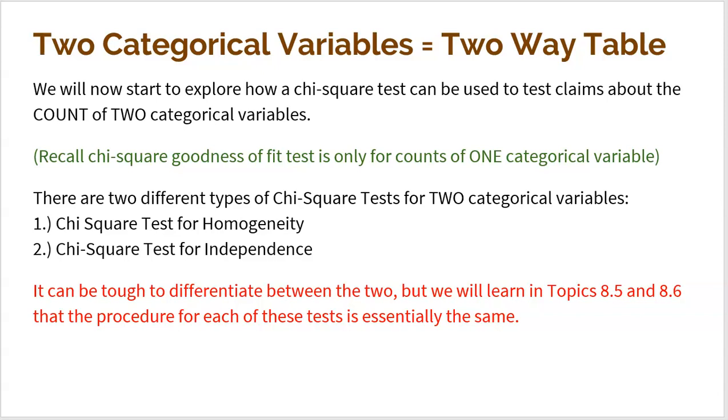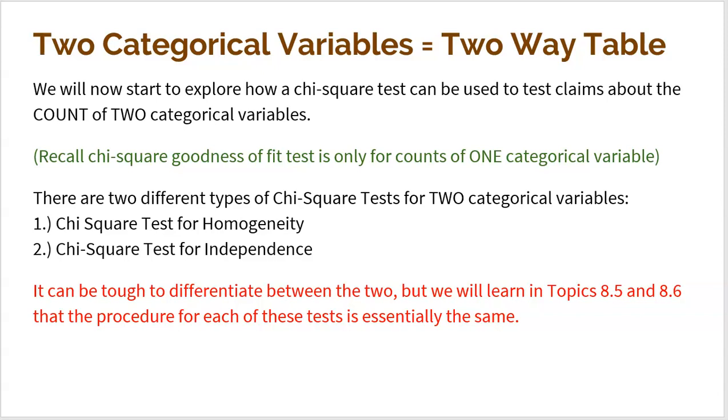We will now start to explore how a chi-square test can be used to test claims about the count of two categorical variables. Now, recall the chi-squared goodness of fit test was only for one categorical variable at a time. And we wanted to see how well the values we observed fit with what was expected. Well, this is very different because now we're working with two categorical variables.